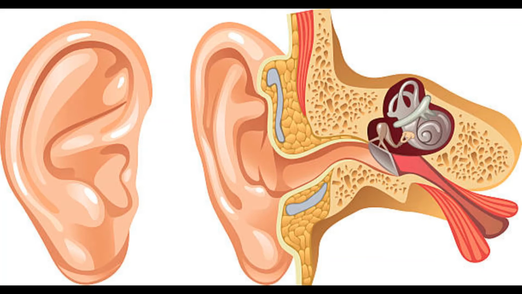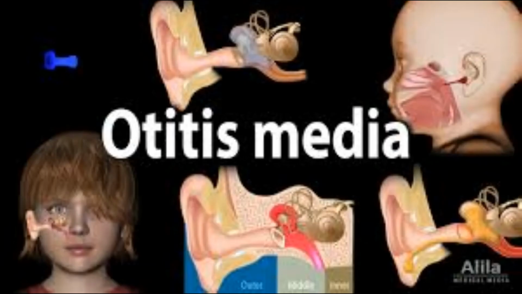There is a basic anatomic difference between adult and children's Eustachian tubes. First, in children, the Eustachian tube is shorter; second, it's wider; third, it's horizontal. The other reason is that in children there is more adenoid tissue. Because of these reasons, otitis media is more common in children, because if there is an upper respiratory tract infection, it can easily go to the ear through the Eustachian tube.